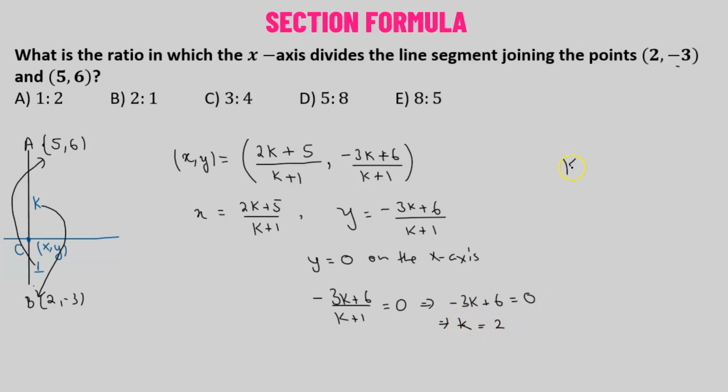Since we need the ratio k:1, we have 2:1, and that means option B is going to be the correct option. So this is the ratio in which the x-axis is dividing the line segment joining the points (2, -3) and (5, 6).